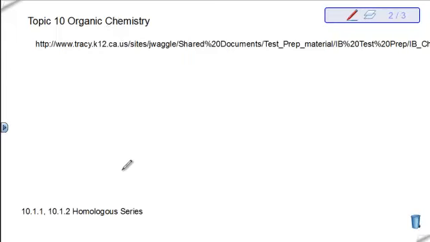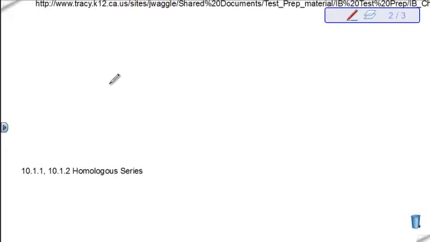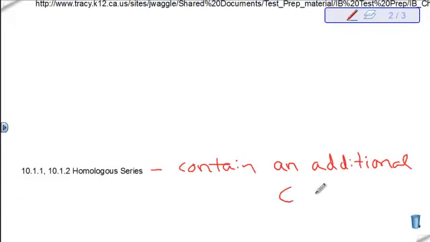Okay. Now the first thing we're going to talk about is what is called a homologous series. It's a very simple concept. I'll actually draw it up here. A homologous series is a set of compounds which differ in only one thing, and that is that each member of a series contains an additional carbon group. Excuse me, I can't spell. So, let me change my color here.